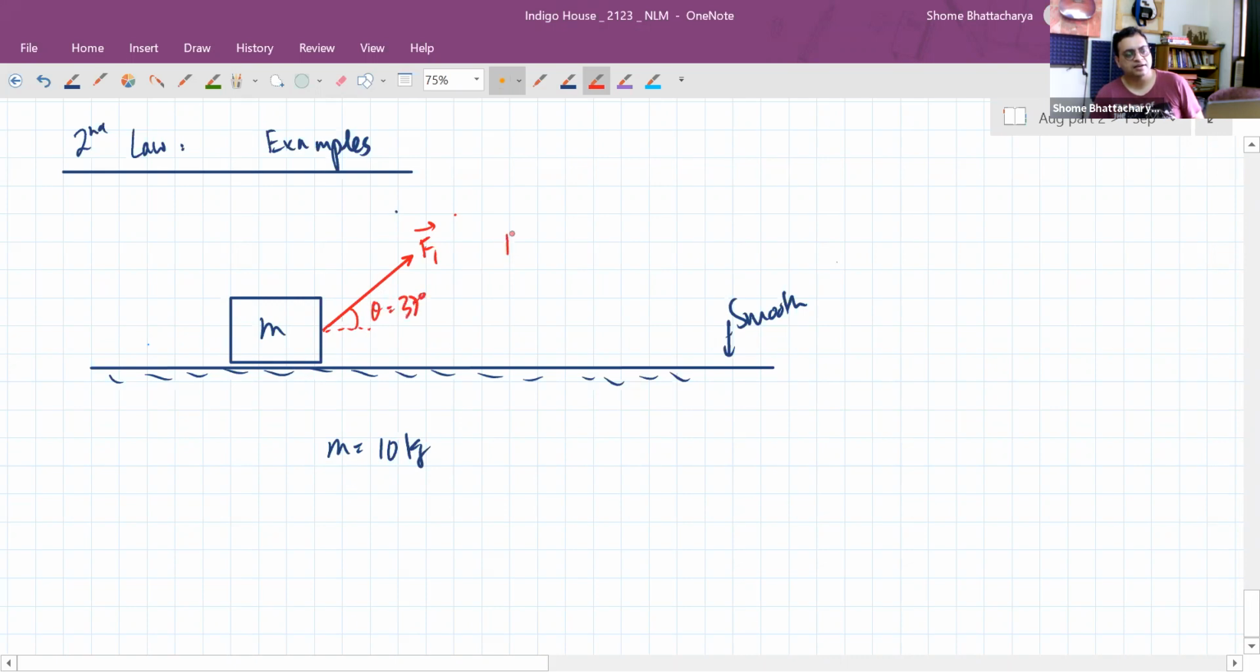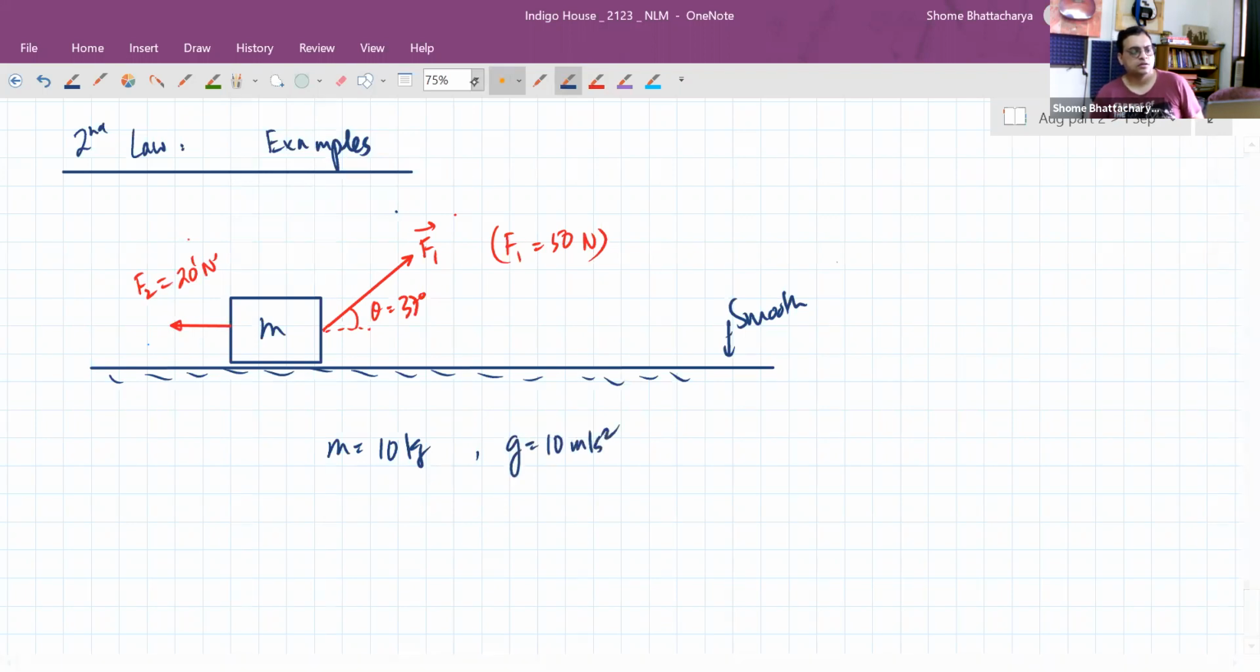I'm applying it at 37 degrees, and the magnitude of this force F1 suppose is 50 newtons. And from the other side, I'm applying another force, but that's in this direction. It's horizontal and backwards. And that force has a magnitude of, let's say, 20 newtons. The block's mass is 10 kg. We'll take acceleration due to gravity as 10 meters per second square.